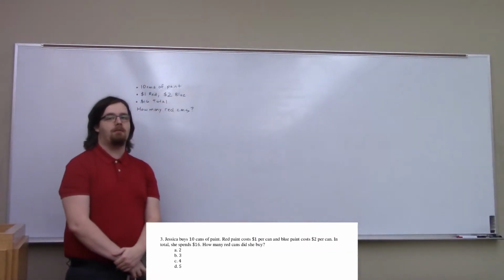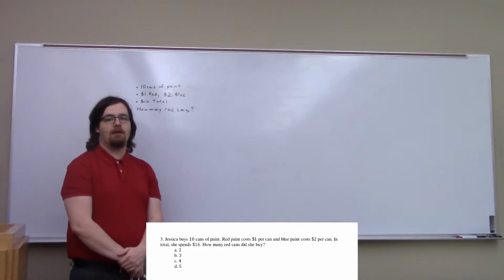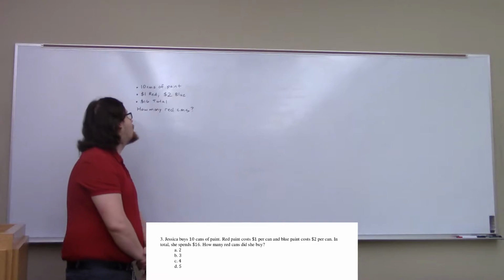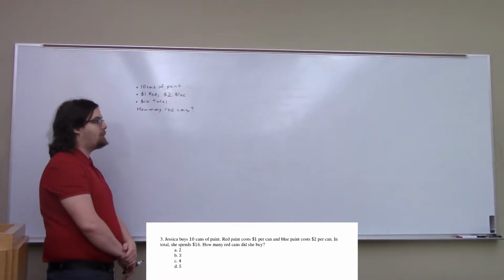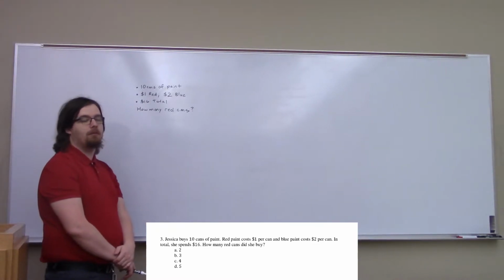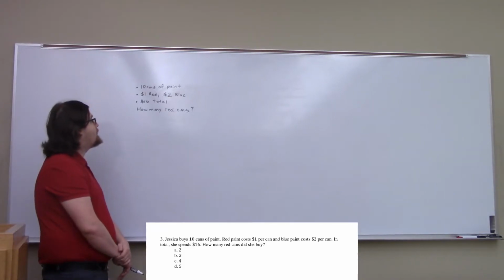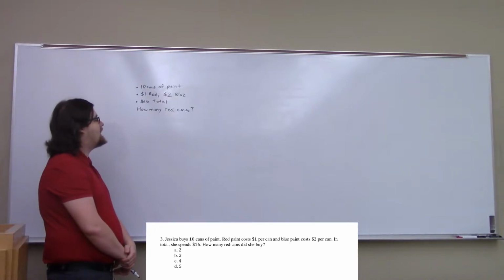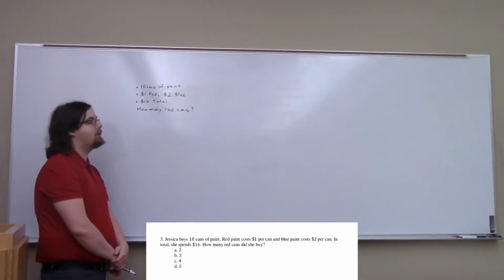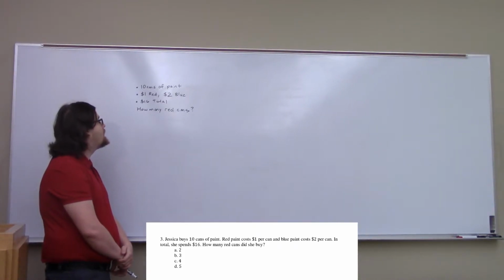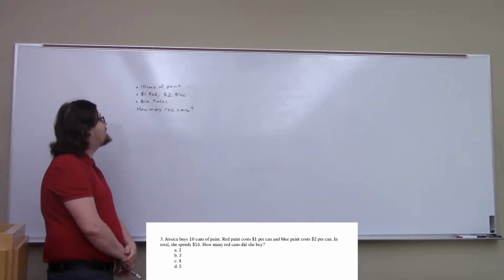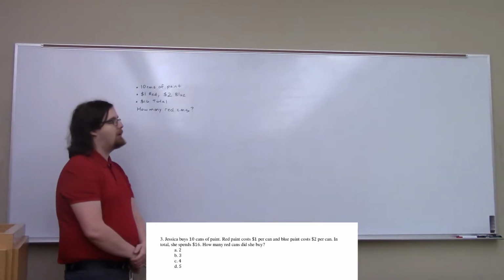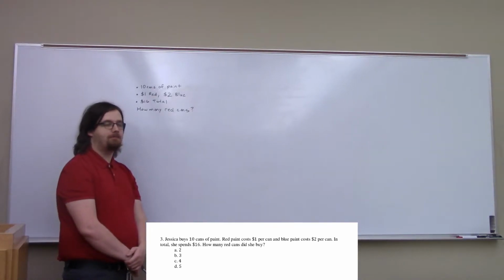Alright, here we have problem 3 from test 2 from the test prep books, TSI assessments. In this problem we're given a couple of important pieces of information. The first is that there are 10 cans of paint. The second is that a can of red paint costs $1 while a can of blue paint costs $2. And then finally that she spent $16 in total. We're asked then to determine how many red cans she bought.